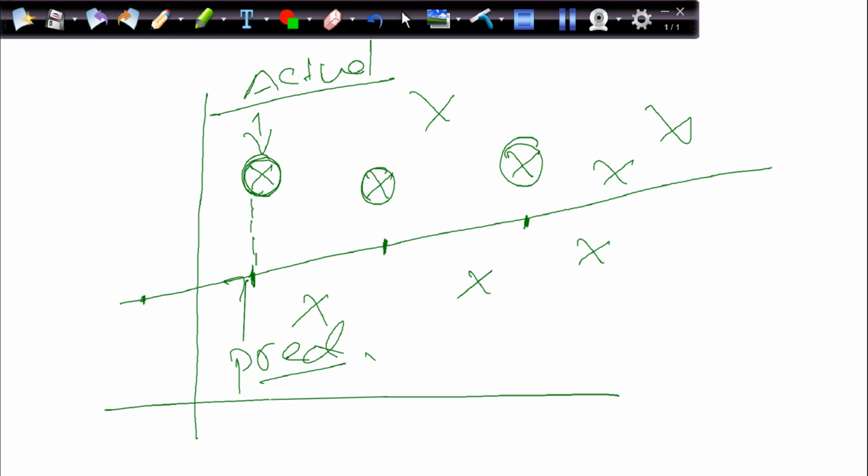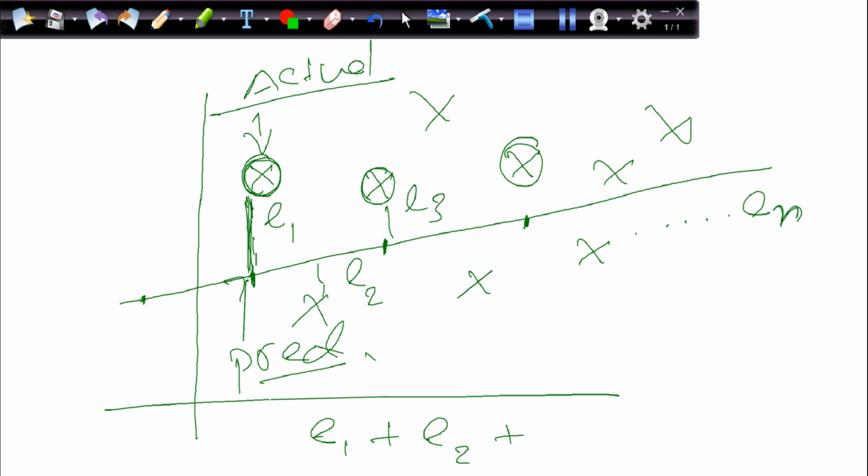So let me denote the error for this observation number 1 as E1, observation number 2 as E2, for 3 E3, and so on. This continues till En for observation number n. So if you sum up all these errors, you will get some measurement regarding the error we have in our modeling. So what we do, we will sum all these errors, E1 plus E2 plus E3, and so on till En, correct?